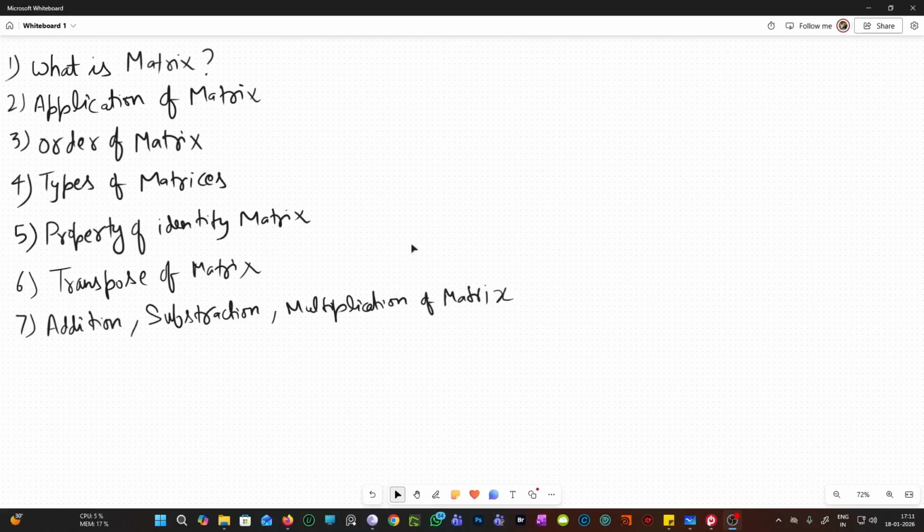So we will be starting matrices today, and matrix is a very broad topic. So I have divided this whole chapter into four different videos, and in the first two videos we will basically learn about the theory of matrix. Basically we will study the theory part, and in the next two videos we will see some examples of matrix in Houdini.